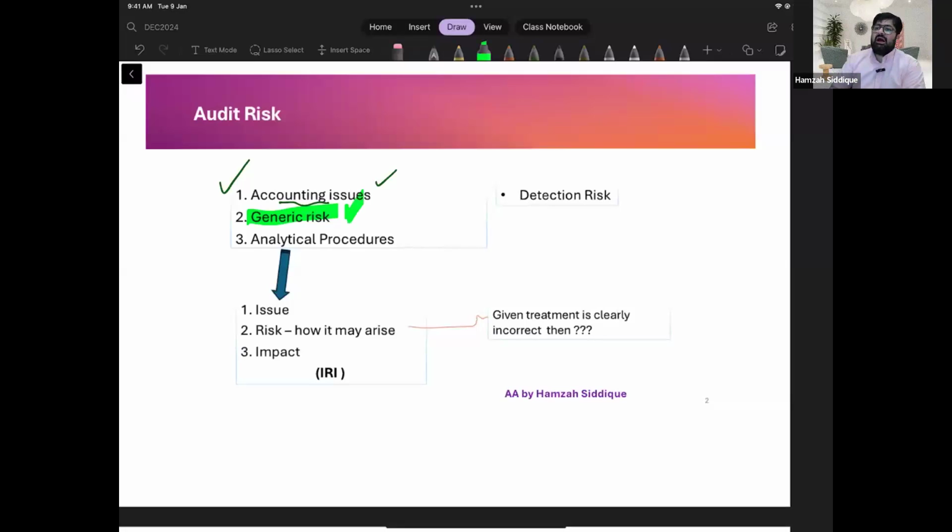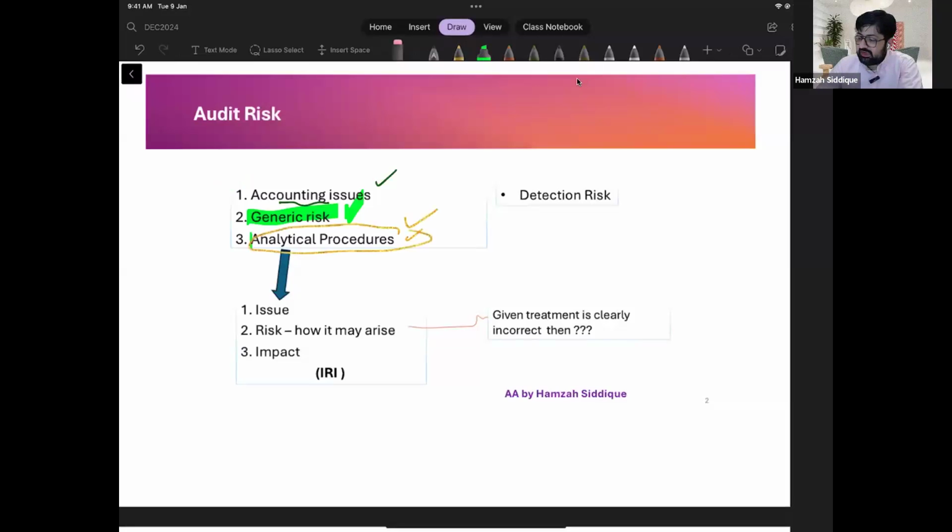And then there are analytical procedures. Either you have to calculate some specific ratios, or they might be given to you by the examiner. Both possibilities are there. Sometimes the examiner asks you in the first part of the question to calculate 3, 4, 5 or 6 ratios which you will use for audit risk assessment. And you have to calculate those ratios: profitability, liquidity, or risk ratios. So for analytical procedures, 3 sources are there.